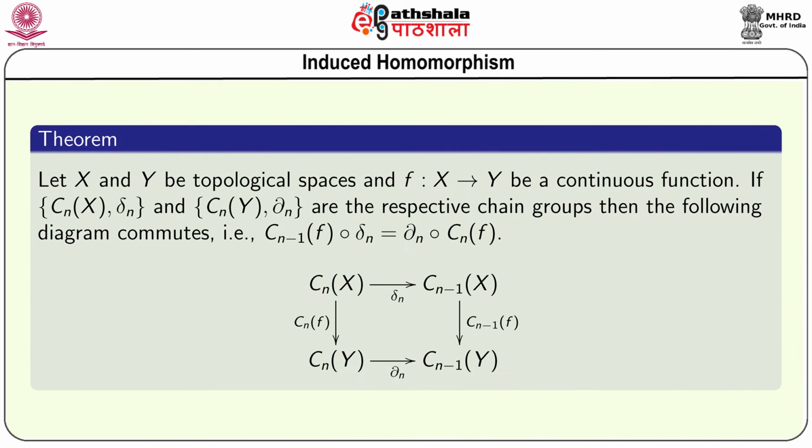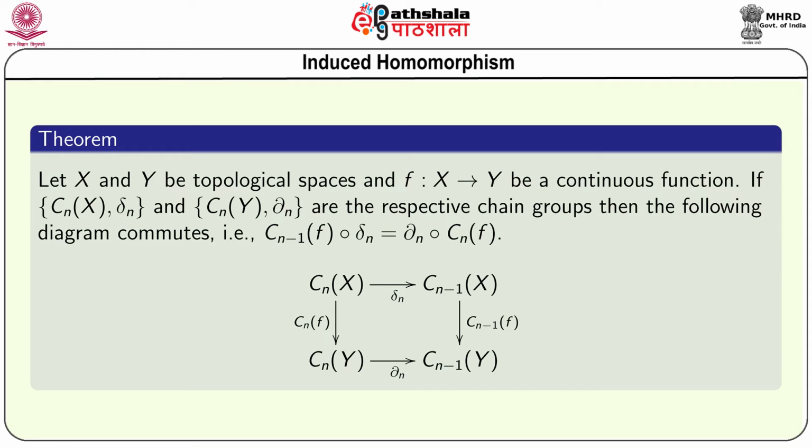Now, suppose X and Y are two topological spaces and f is a continuous function from X to Y. Suppose two chain complexes are given, one is (C_n(X), ∂_n) and the other one is (C_n(Y), ∂_n).